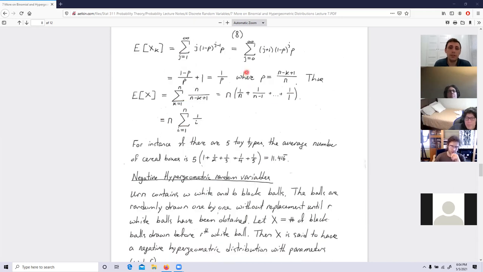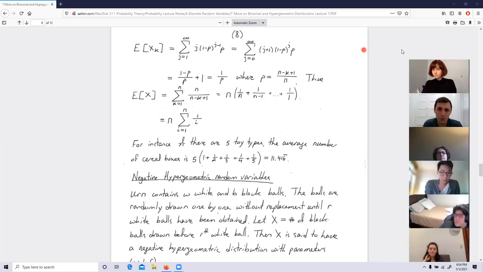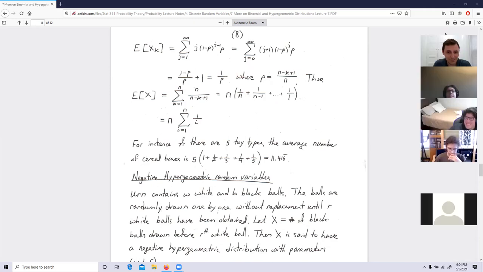Now let's talk about negative hypergeometric random variables. I actually am very curious myself. I don't remember what it is, as I never remember the names. So let's try to see what it is.